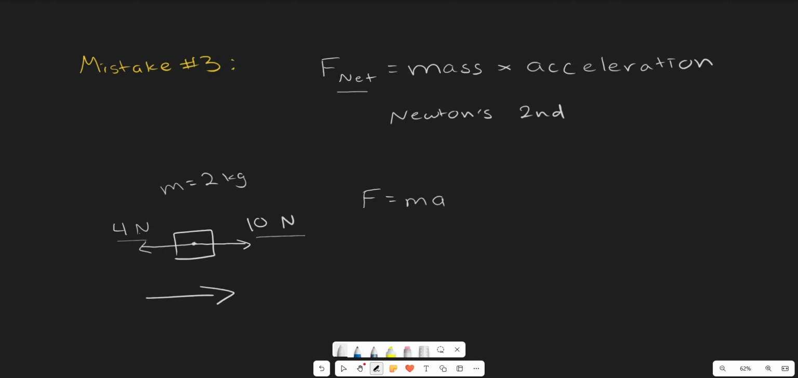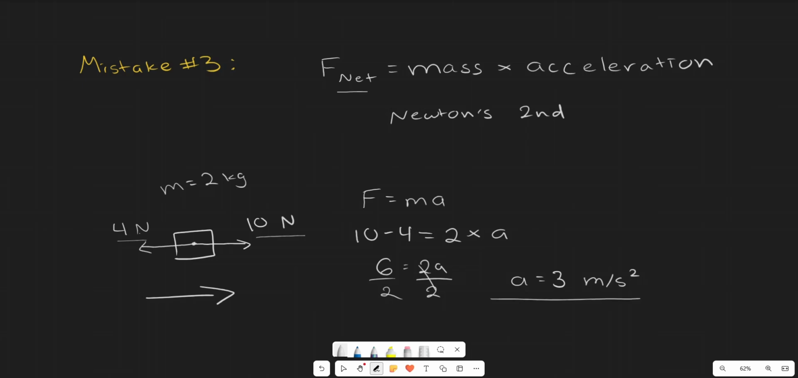So how exactly do we find the net force? We subtract the forces, 10 minus 4, because the frictional force is taking away from the force that's pushing the box to the right. And that is now equal to its mass times acceleration, which is mass 2 and acceleration we have to find. So we get 6 is equal to 2a. Dividing by 2, a is equal to 3 meters per second squared. Our acceleration is 3 meters per second squared.